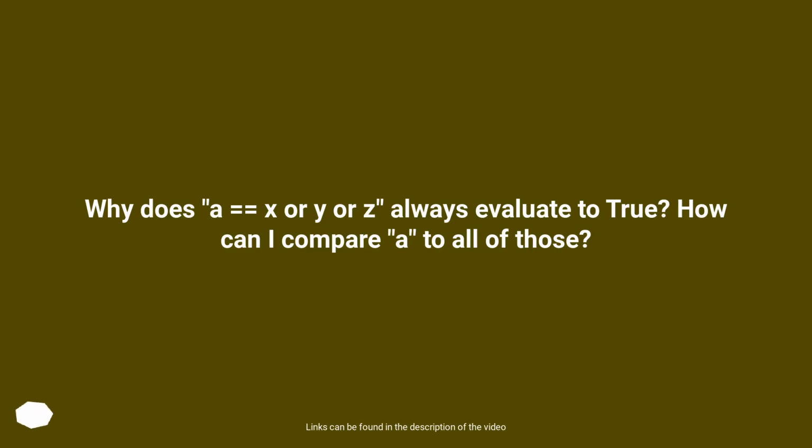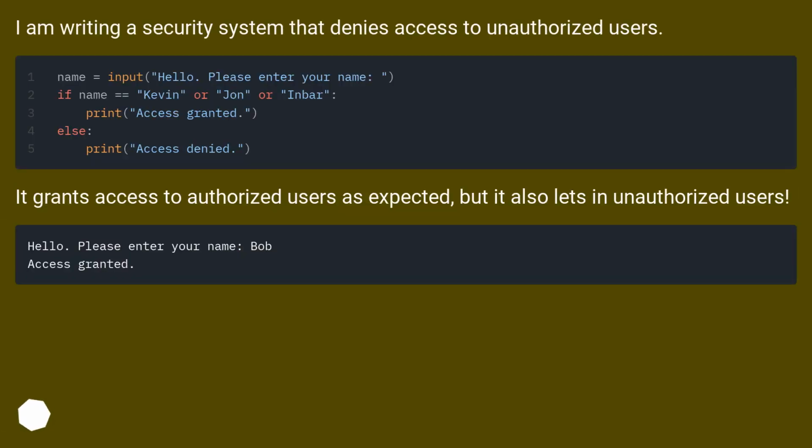Why does "a equals x or y or z" always evaluate to true? How can I compare a to all of those? I am writing a security system that denies access to unauthorized users. It grants access to authorized users as expected, but it also lets in unauthorized users.